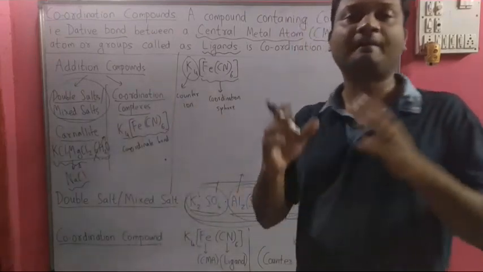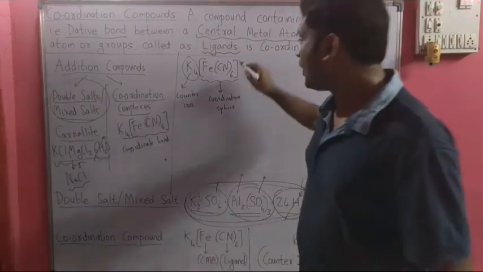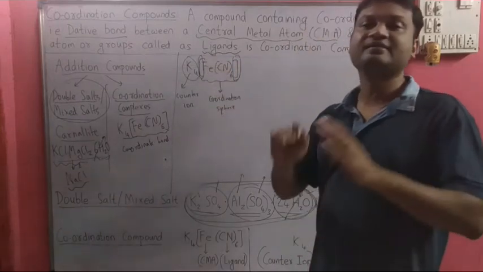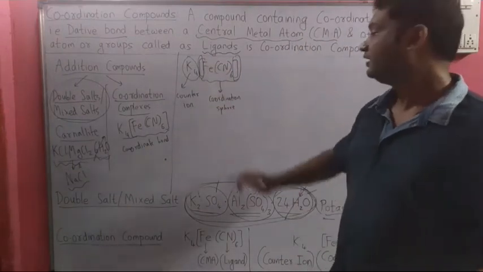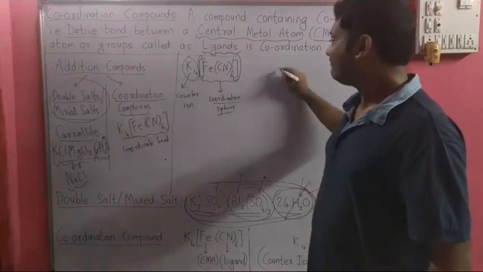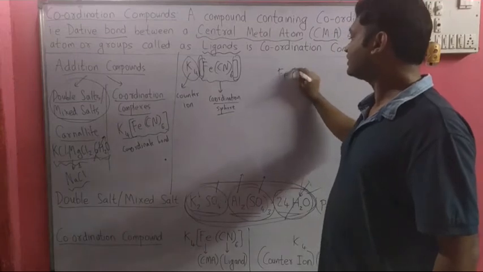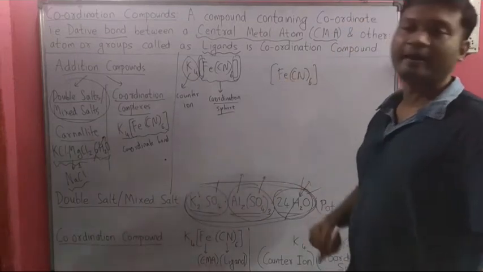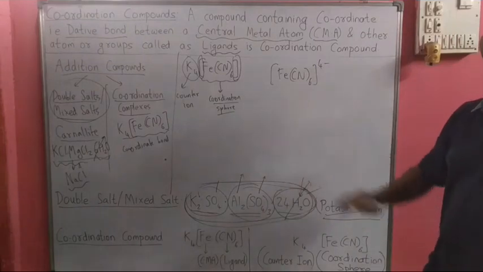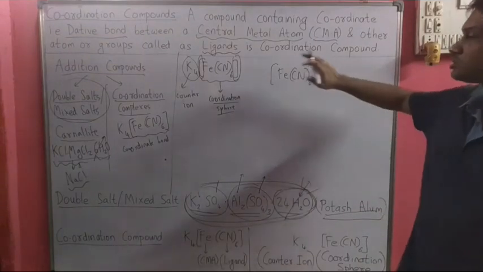The species or the part inside the square brackets, you can see this is a square bracket. So the part inside the square bracket is called as coordination sphere. So, Fe(CN)6 in square bracket, and what will be the charge? 4 minus.